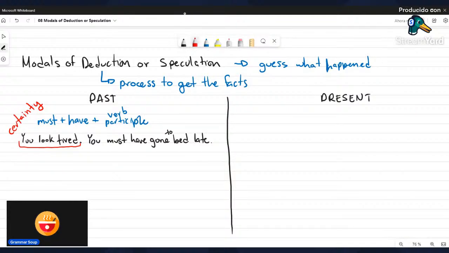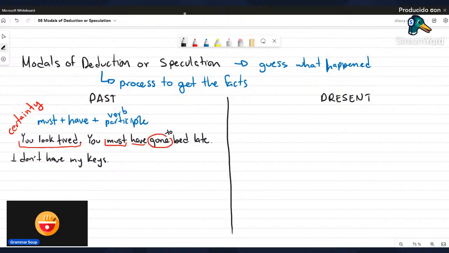Yes. So as you can see here, guys, you have must, right? I'm using must, and then after that, I'm using the auxiliary have and the verb in participle. I'm following that structure. Now, another example can be, for example, I don't have my keys, right? You can say, okay, I don't have my keys.